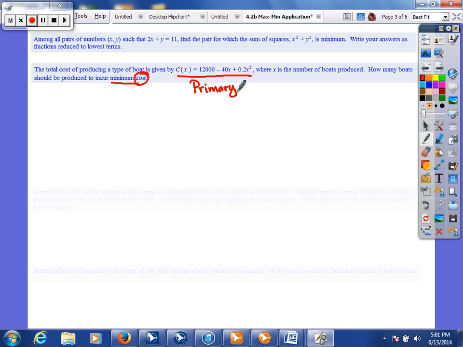What's our secondary? Well, we really don't need a secondary, because look at your cost function. Isn't that a quadratic? So we simply need to find the vertex of the quadratic. It's the opposite of b. Now notice the order here. This is your a, this is your b, this is your c. So the opposite of b is going to be 40 all over 2 times a.